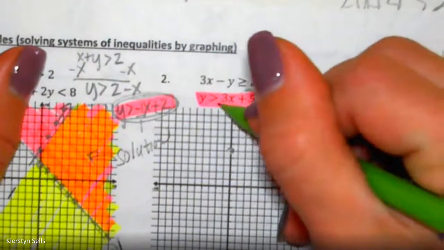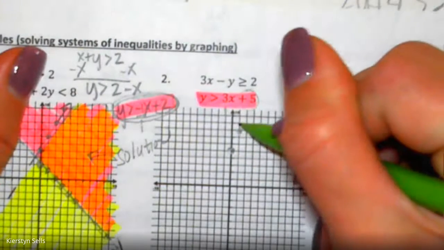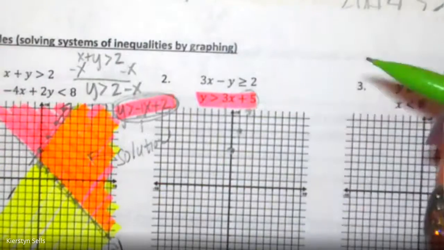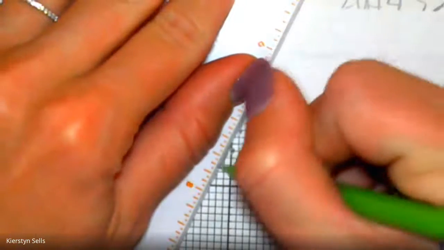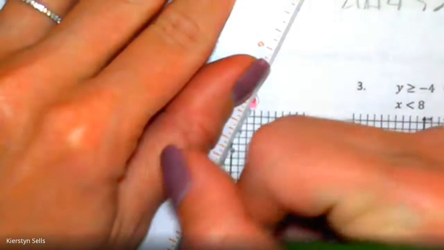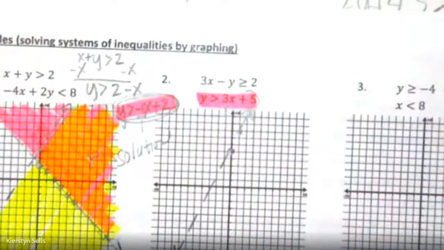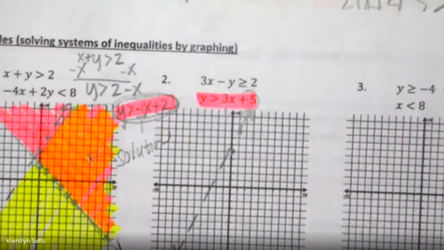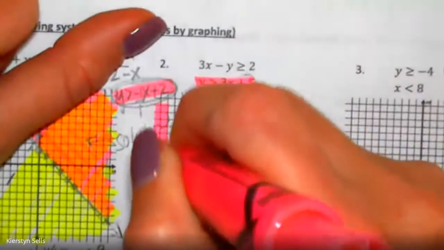And then the slope is 3 over 1. 1, 2, 3. 1, 2, 3. Solid or dashed? Does it have an equal to? No. Yep. So it has to be dashed. Shade above or below? Above. Above because it's greater than.